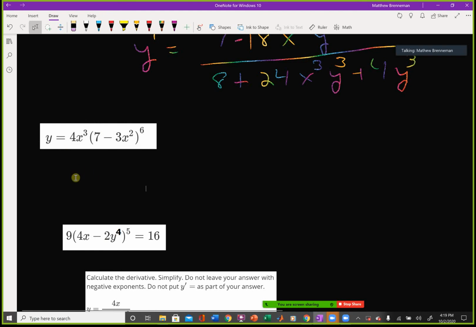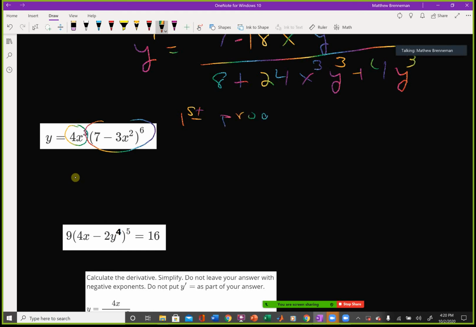Y is equal to 4x cubed times a quantity 7 minus 3x squared raised to the 6th power. So what are we doing first? First it's a what? Is it a product first? Exactly. Okay. So it's a product first. It's a product of this times this.